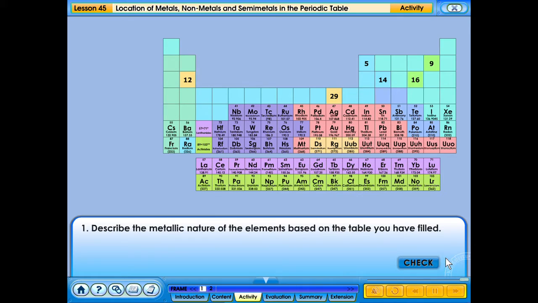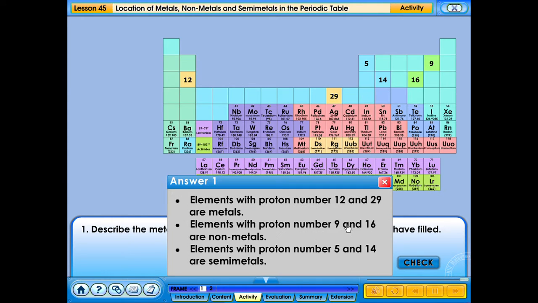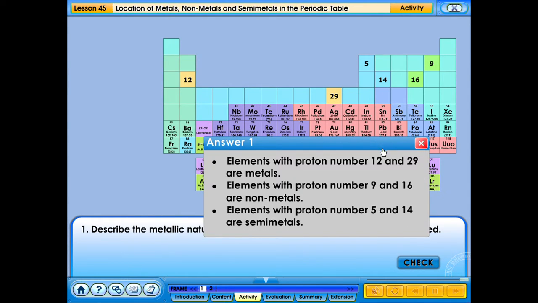1. Describe the metallic nature of the elements based on the table you have filled. Elements with proton number 12 and 29 are metals. Elements with proton number 9 and 16 are non-metals. Elements with proton number 5 and 14 are semimetals.